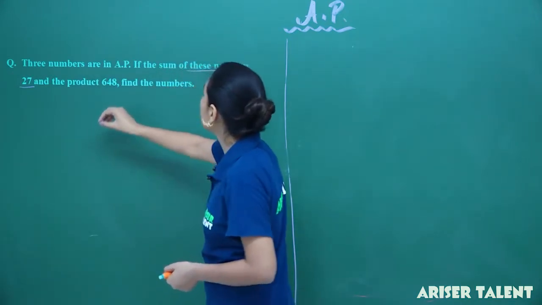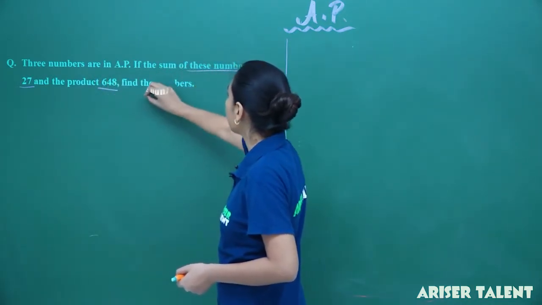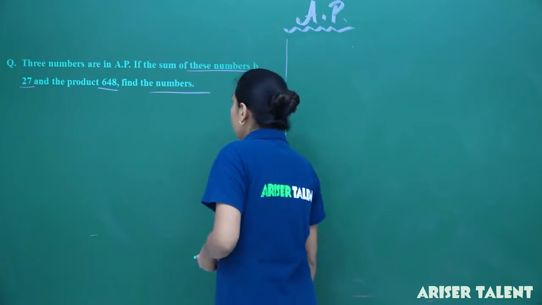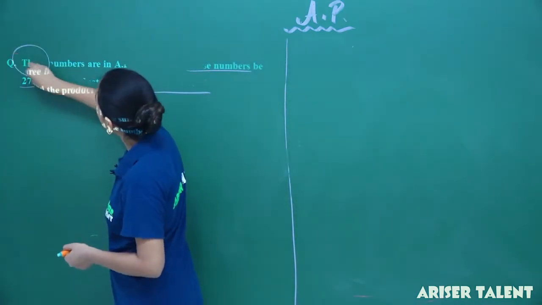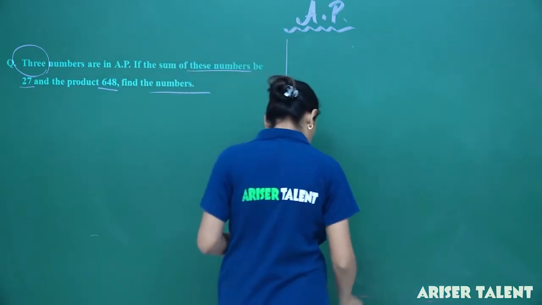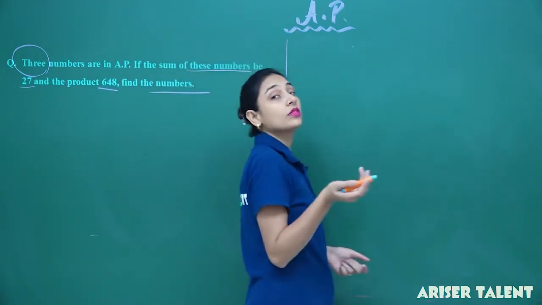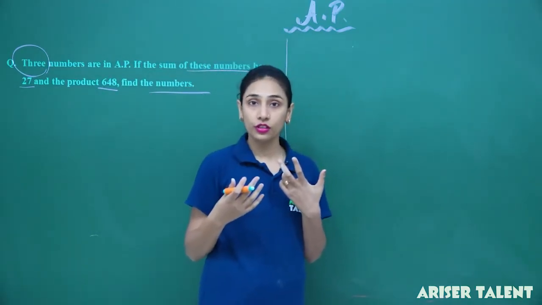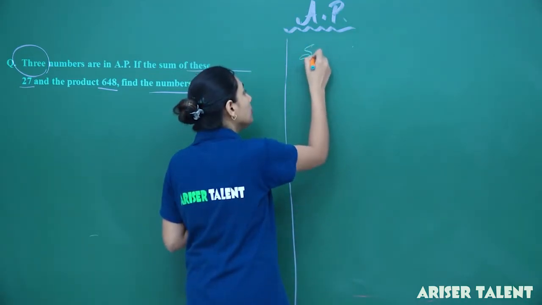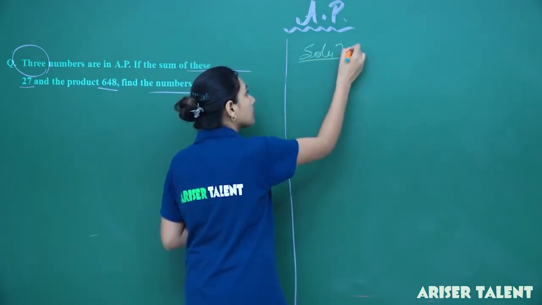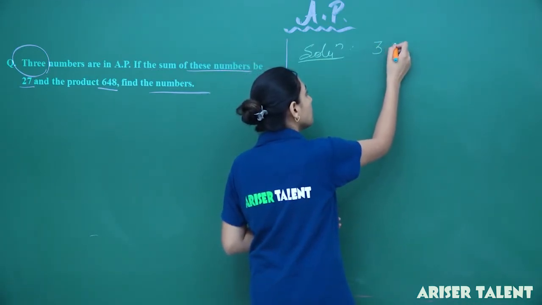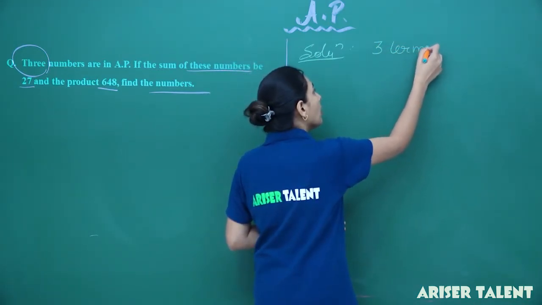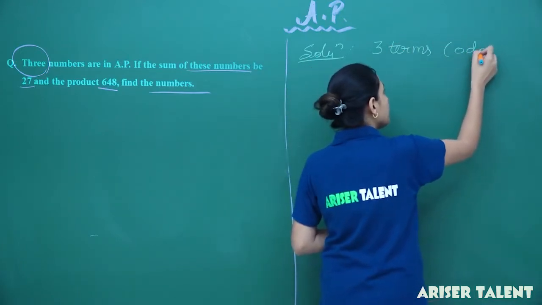27 is the sum and 648 is the product. Find the numbers. So I am having 3 numbers. 3 numbers means what number of terms? An odd number of terms, right? Solution: 3 numbers, that means 3 terms, an odd number of terms.